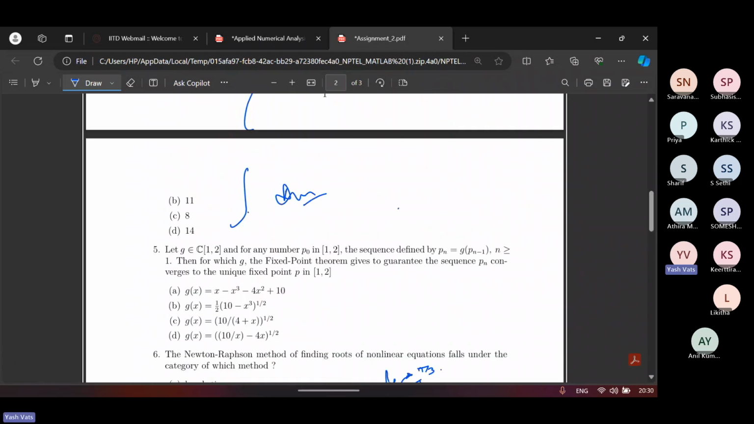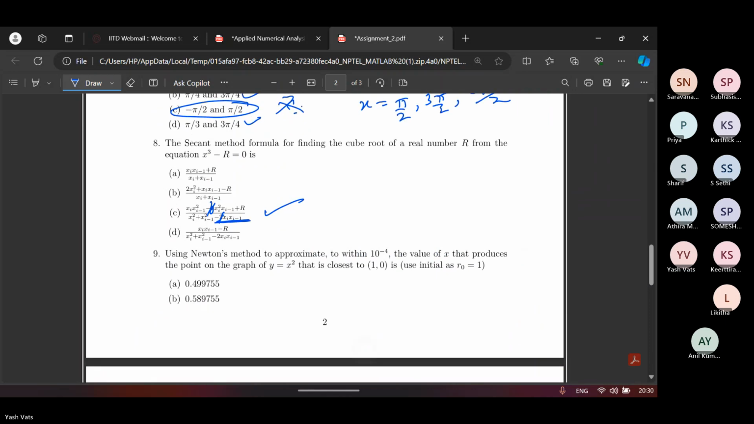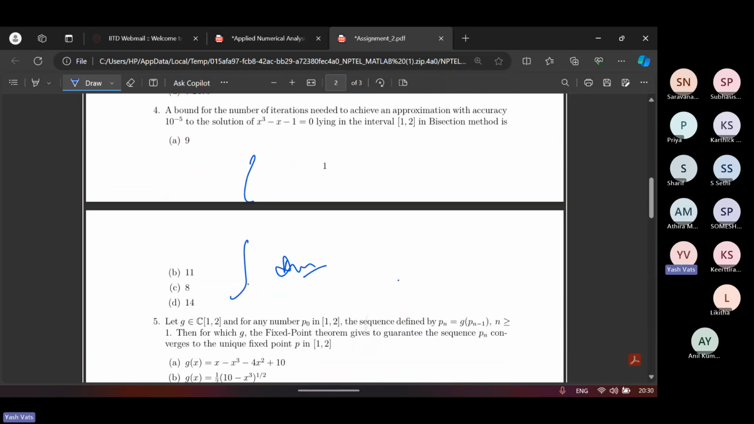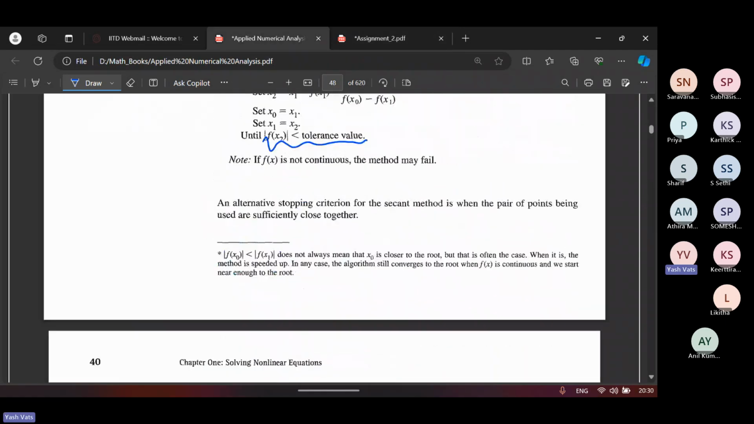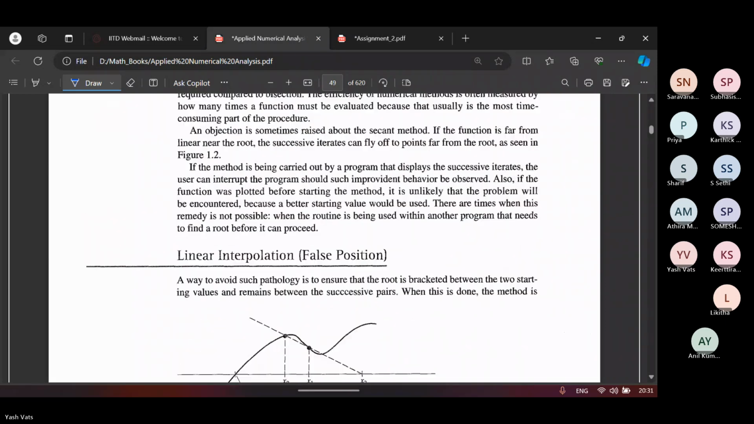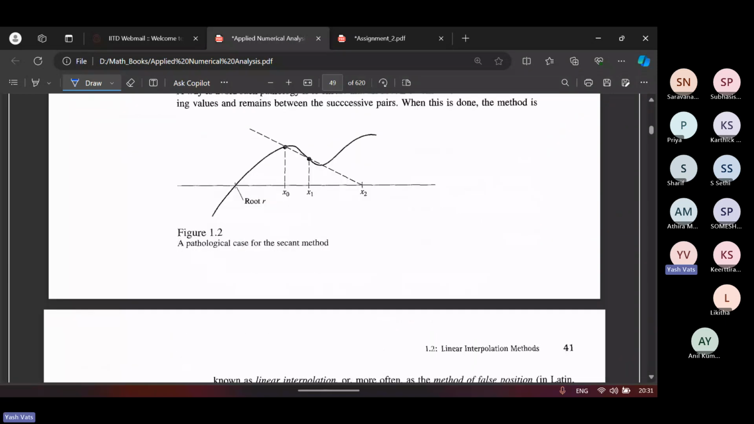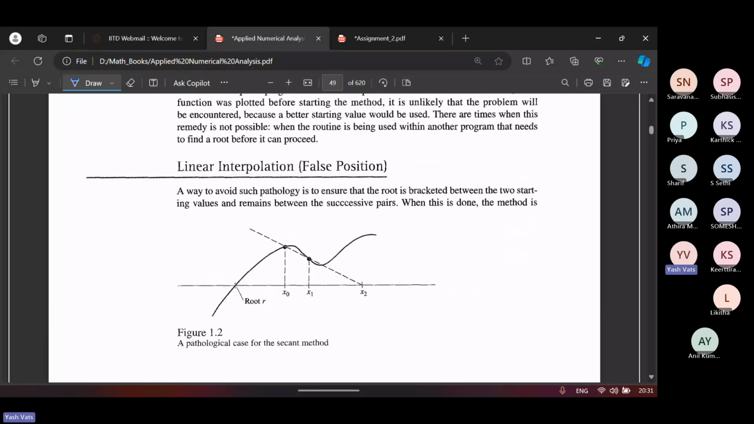Use the second method. Okay, the second method doesn't have many questions. We can proceed to another method. So what's the problem with the second method is that sometimes, if you choose these type of values x0, x1 for this type of function and x2 is there, then you see that the value will never be close to the root in coming iterations. It will fly off.